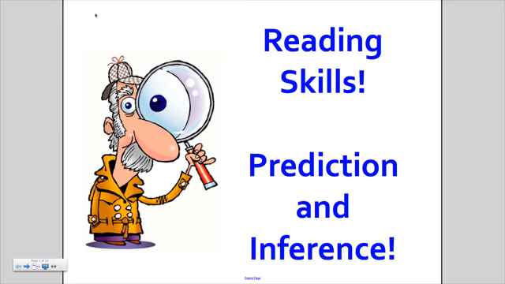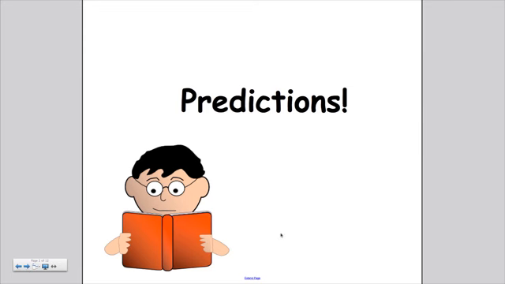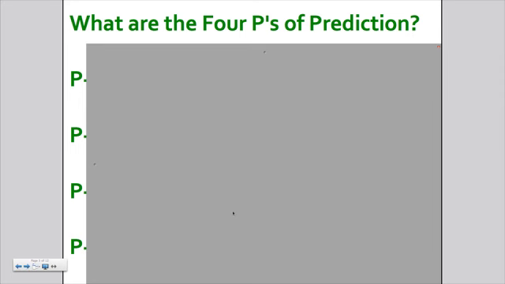Let's get started on our reading skills. First, let's look at predictions. We're going to look at the 4 P's of prediction. Pause the video each time to write down the information about the predictions, or go back to the notebook file and look at the 4 P's of prediction.